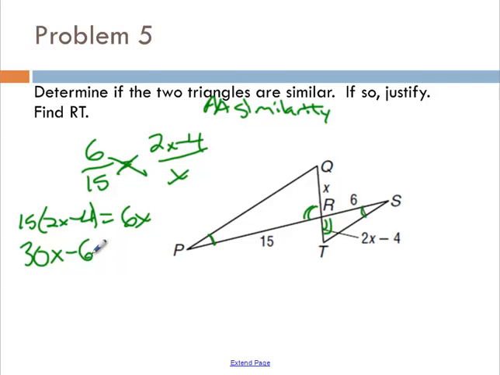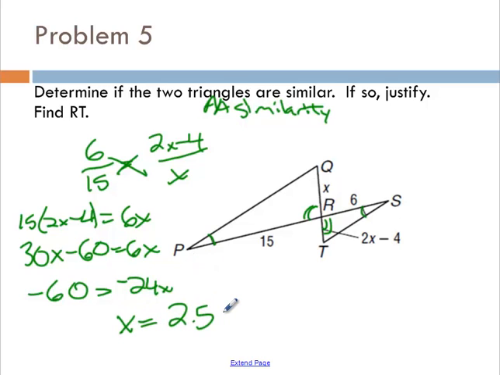30x minus 60 equals 6x. Negative 60. Most common, we always forget that negative sign. Remember to bring that down. When I subtract 30, I got negative 24x. And then negative 60 divided by negative 24 gets me that x is 2.5.